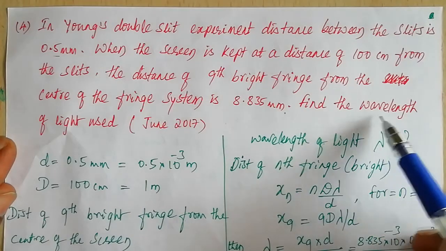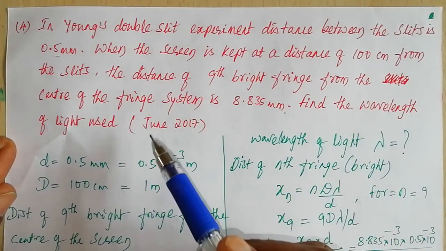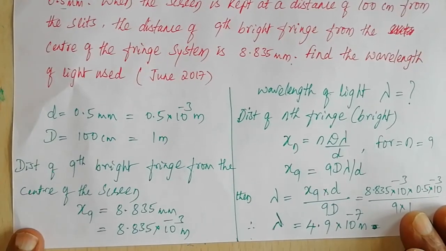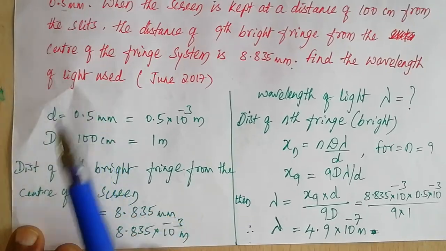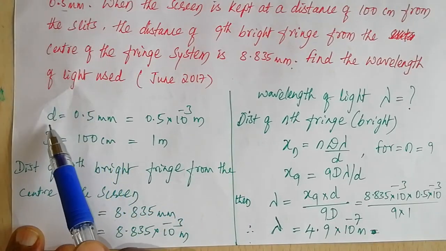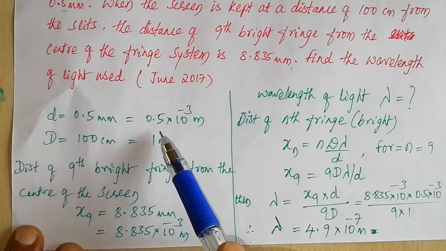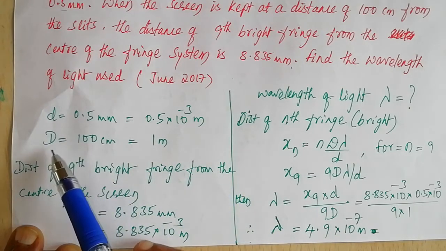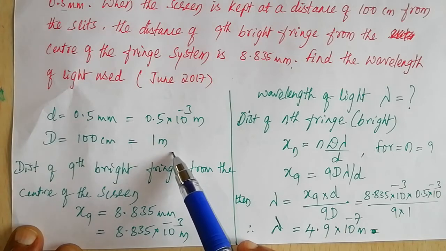Then we are asked to calculate the wavelength of light used in the Young's double slit experiment. So first we have to list down the given data. The small d, the distance of separation between the two slits, is given as 0.5 millimeter, which is the same as 0.5 into 10 raised to minus 3 meter. Capital D is 100 centimeter, that equals 1 meter.